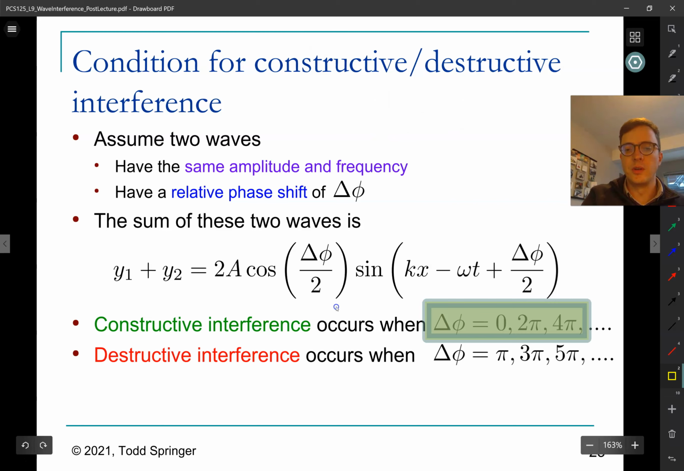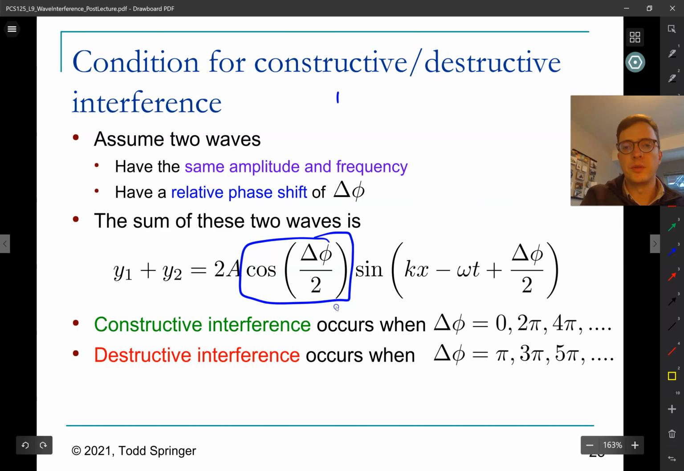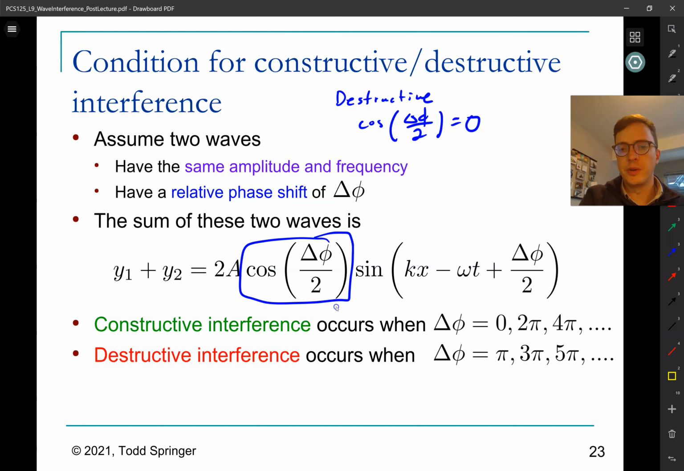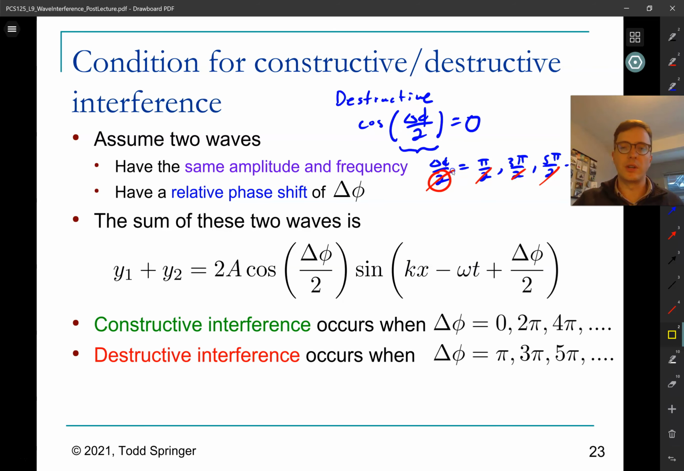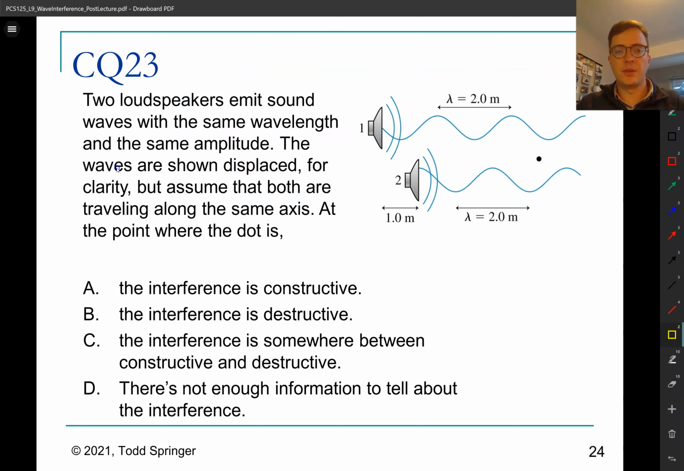Now, when does destructive interference occur? Destructive interference will occur when this amplitude is 0, right? So when is the cosine equal to 0? So destructive interference occurs if cosine of delta phi over 2 is equal to 0. And when is the cosine equal to 0? When the thing inside, delta phi over 2, is equal to pi over 2, or 3 pi over 2, or 5 pi over 2, and so on. Okay. And then do the same thing, take this 2, well, I just cancel out all the 2's, right? So destructive interference will occur when the phase difference between the two waves is pi, 3 pi, 5 pi, and so on. Odd numbers. So we've seen it both graphically and mathematically how to think about where the constructive interference occurs and when the destructive interference occurs.